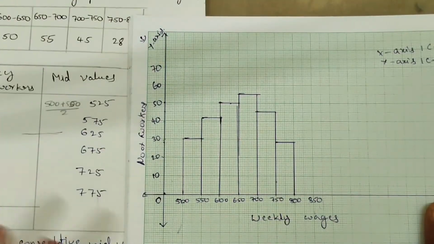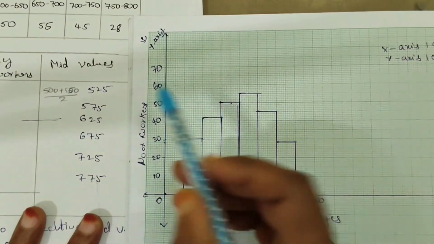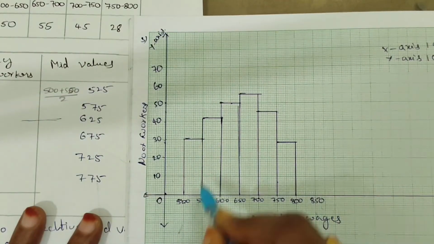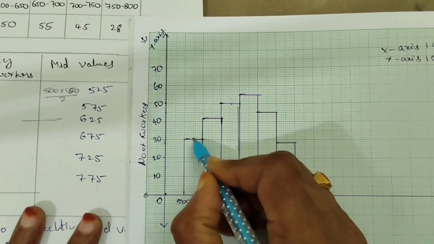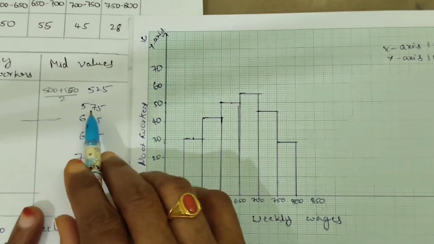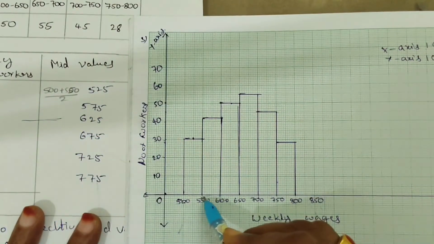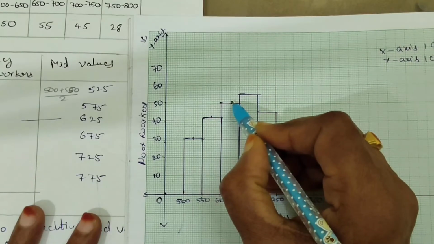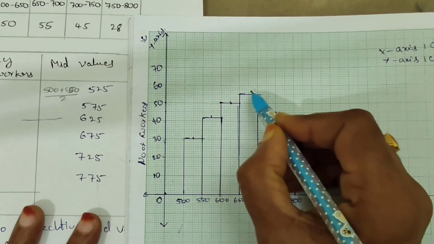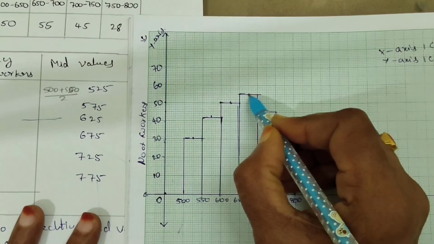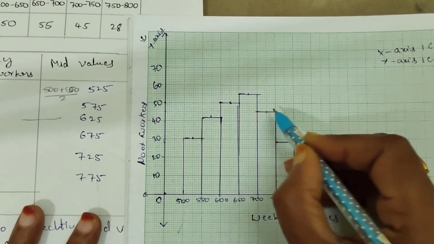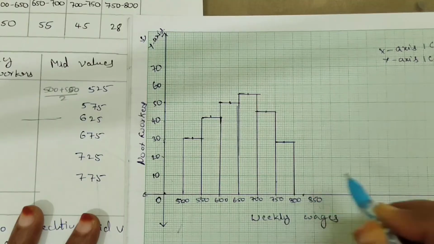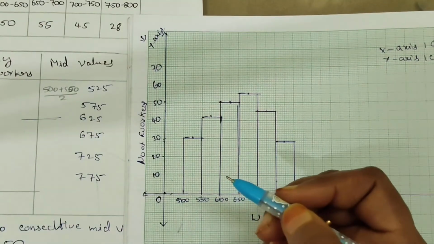Here, for the polygon, first we write the midpoints. Here 525, meaning the midpoint of 500 to 550. Next midpoint is 575, between 550 and 600. Next 625. Next 675. These are all the midpoints here. Join these points.